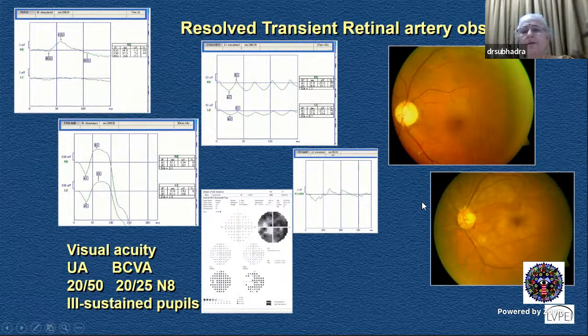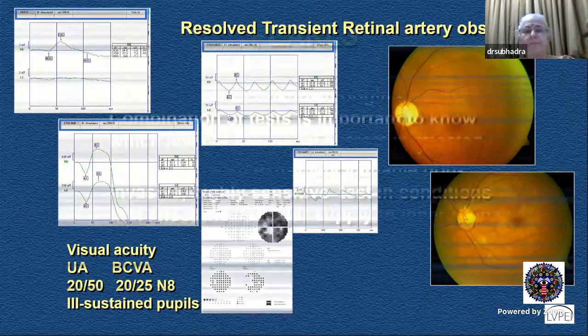So just to highlight this case again, in this case with a disc pallor, who presented with this type of retina, had we seen him in the acute phase, this is what we would have seen. But he didn't report in the acute phase, he came in this phase. But our electrophysiology is telling the whole story that this is not an optic nerve disease, but this is a retinal artery occlusion.